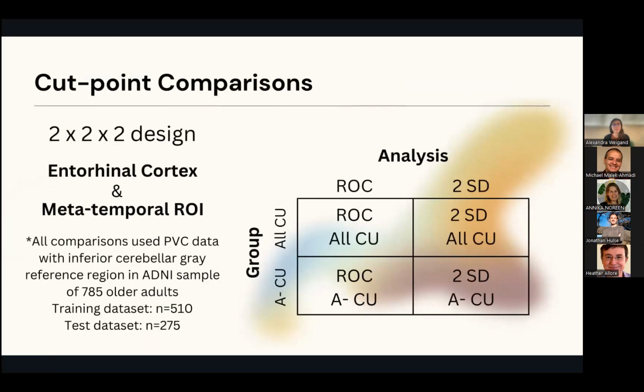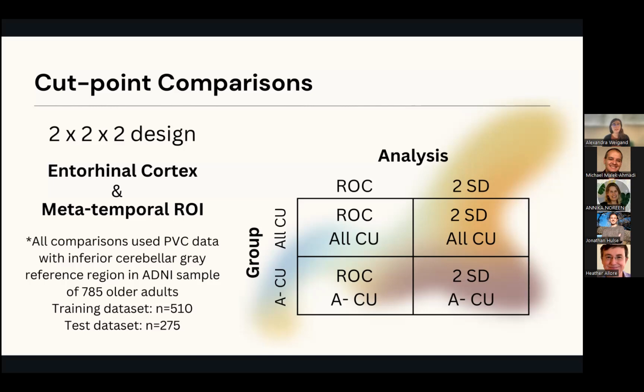So what I wanted to do is do an empirical follow-up to this systematic review, where I actually systematically varied some of these different variables to compare those different methodological decision points within the same sample that went through the same pre-processing steps. So this study used a sample from the Alzheimer's Disease Neuroimaging Initiative, or ADNI, 785 older adults. And notably, all of this data was partial volume corrected and all used the inferior cerebellar gray reference region so that we could just have that standardized across these comparisons.